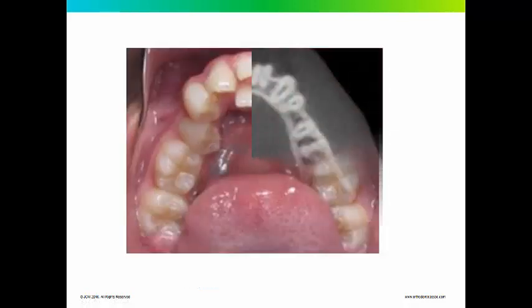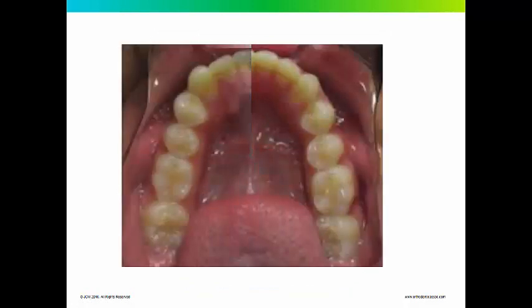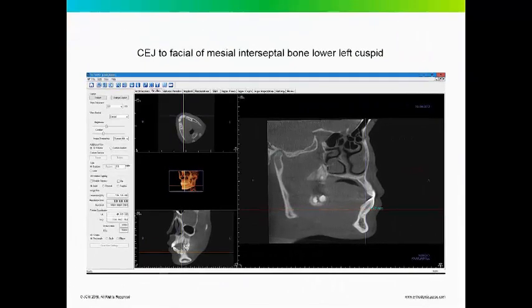Here's what he started with. Here's his 3 years post-active orthodontic treatment. Here's the finished result. And that intercuspid distance is where they got most of the correction. All right, so let's take a look at how much expansion was done within those cuspids.